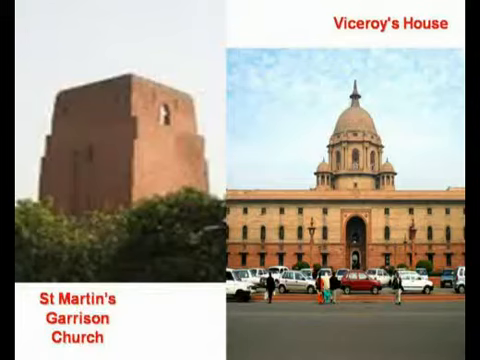St. Martin's Garrison Church marks the culmination of the British architectural ventures in India. The church is a huge monolith with a high square tower and deeply sunken window ledges reminiscent of Dutch and German architecture. So that brings us to the end of the colonial type of architecture in India.